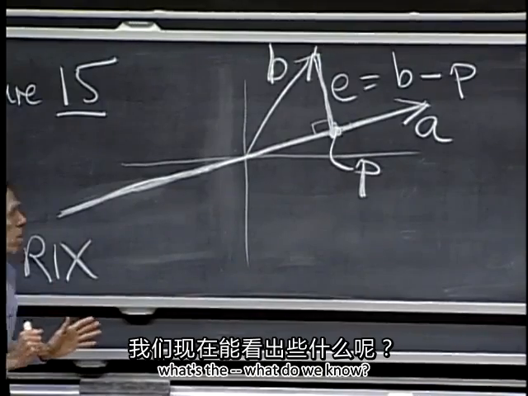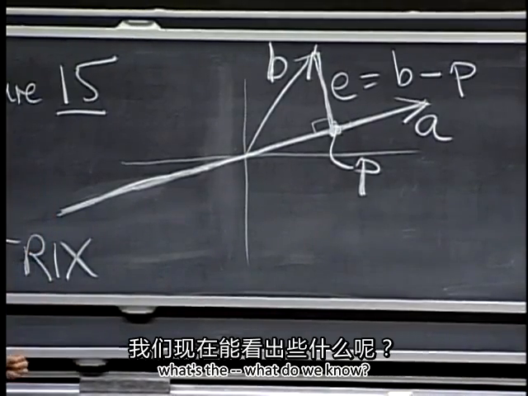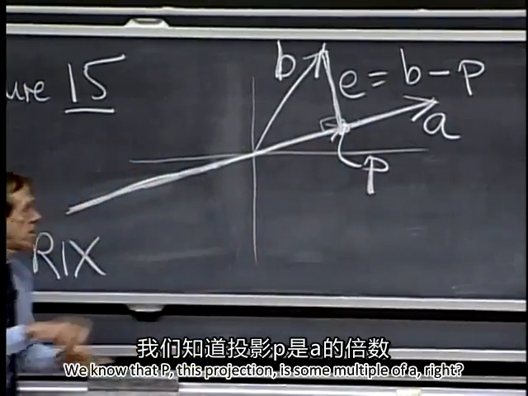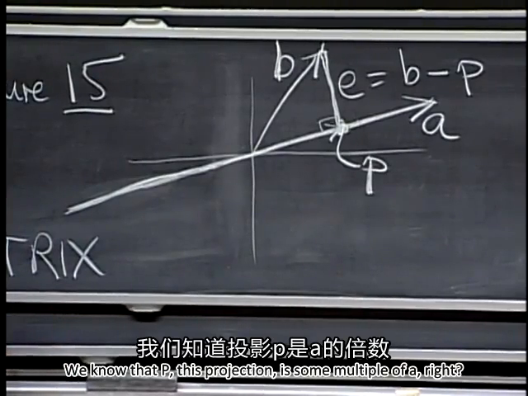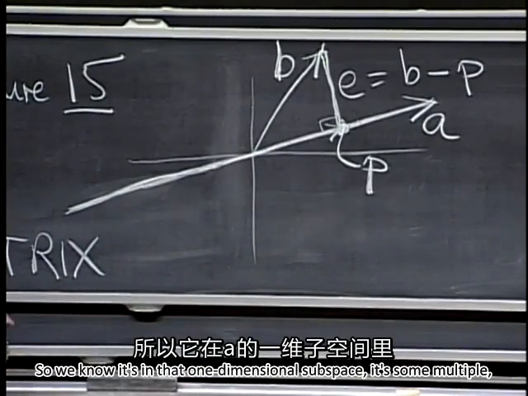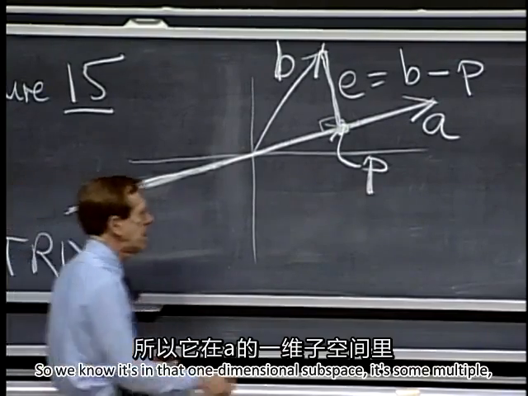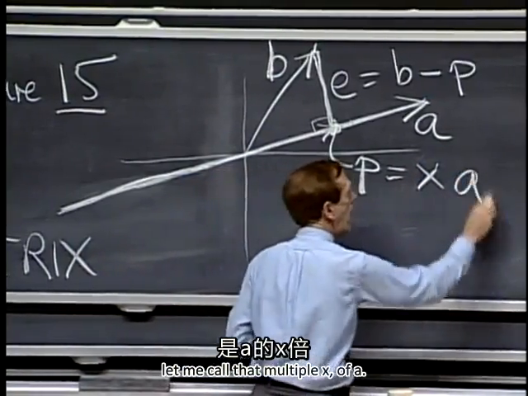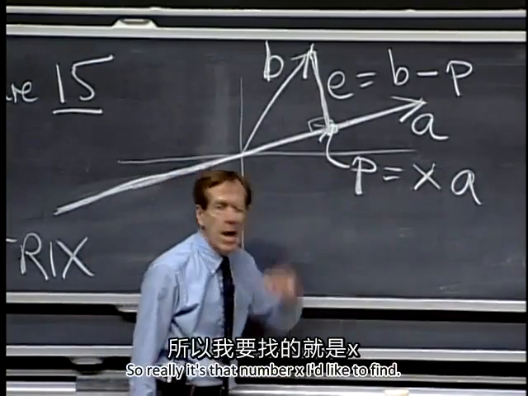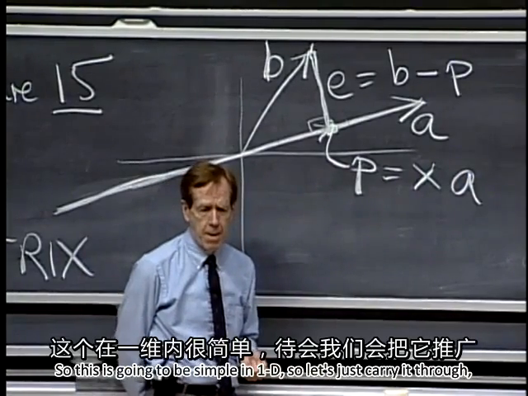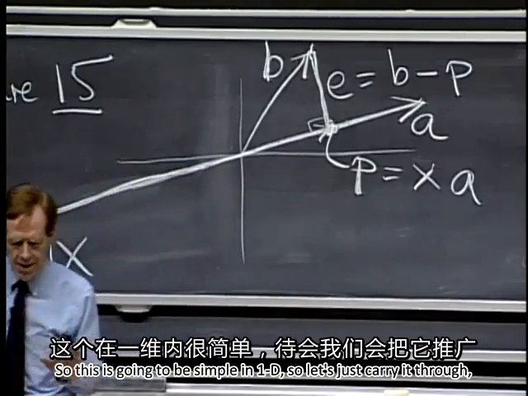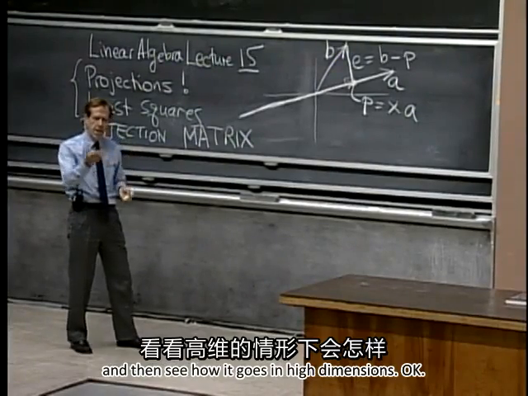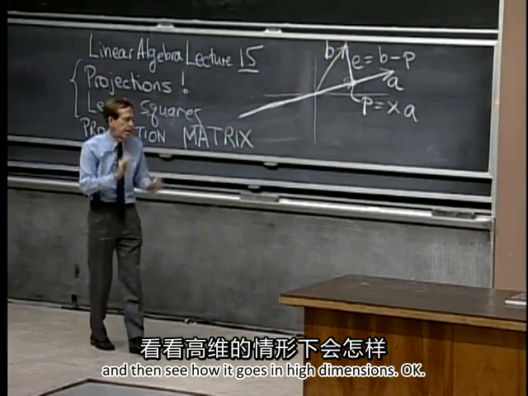And what do we know? We know that P, this projection, is some multiple of A, right? It's on that line. So we know it's in that 1-dimensional subspace. It's some multiple, let me call that multiple x, of A. So really, it's that number x I'd like to find. So this is going to be simple in 1D. So let's just carry it through and then see how it goes in high dimensions.